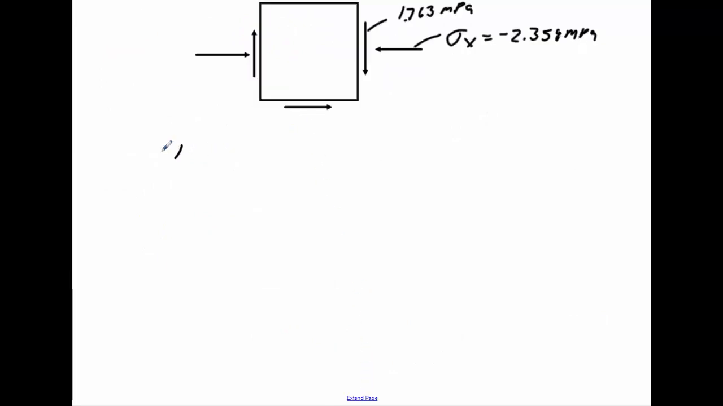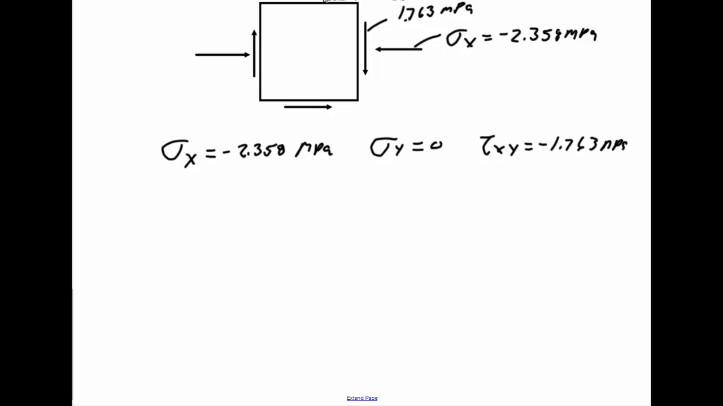So we just label everything we know. Our normal of X is minus 2.358 megapascals. Our normal Y is equal to 0. Our shear is equal to negative 1.763 megapascals. We draw our two lines here. Again, we put our normal on our X axis. We put our shears down here. Anything goes this way is positive. Anything goes this way is positive.